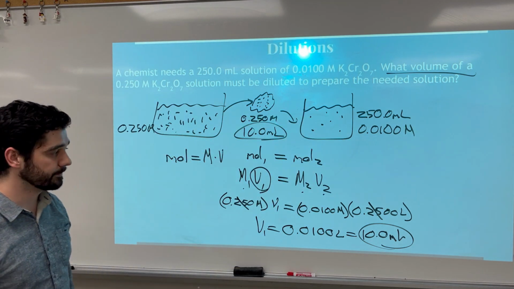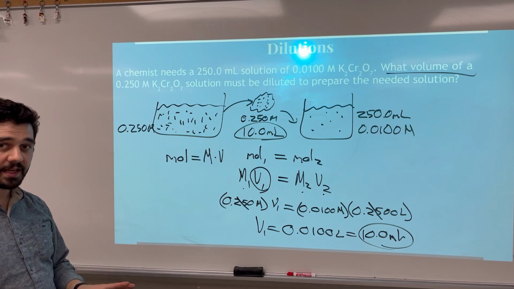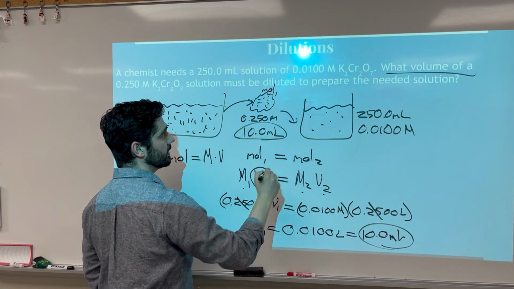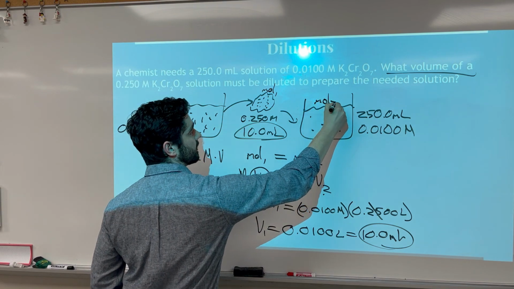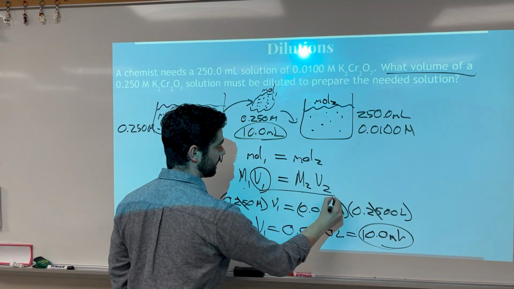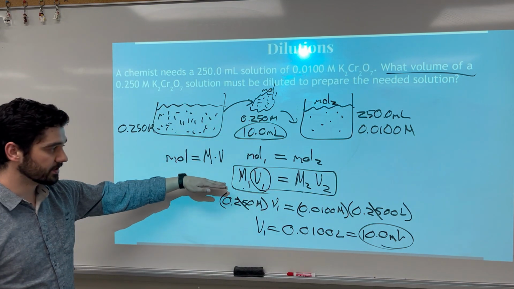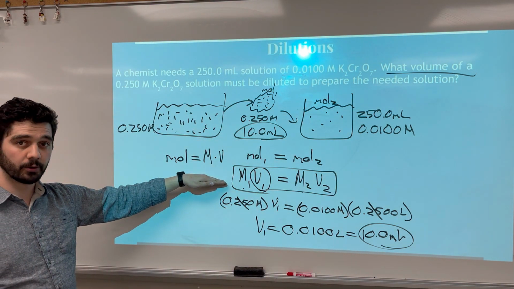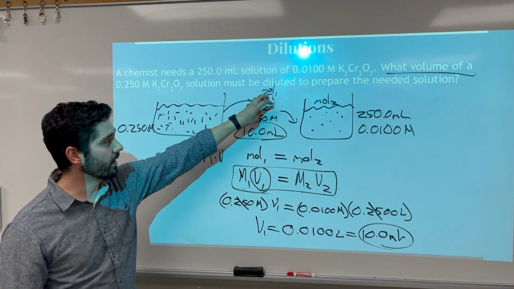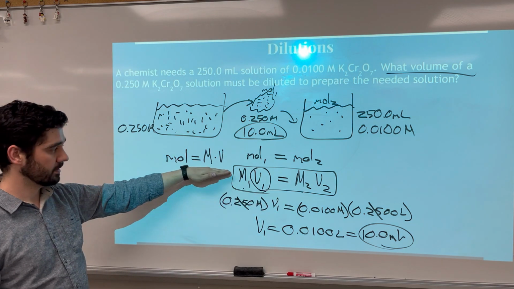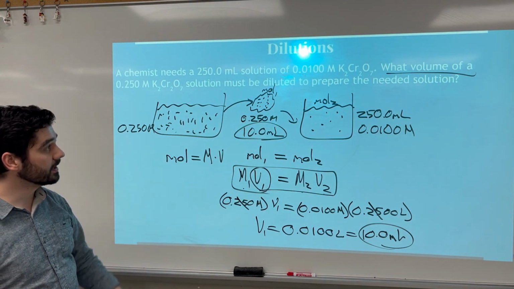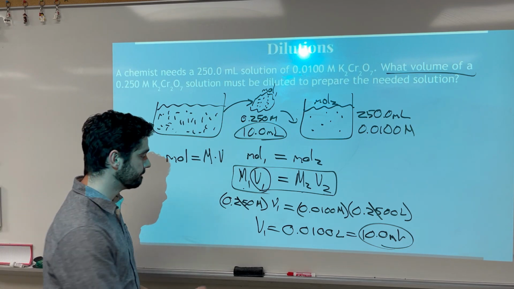Okay, so the key to this whole thing is realizing that the moles in here is the same as the moles in here. And because of that equality right there, we can set up this equation. Okay, so this is going to be our dilution equation. Anytime you have a dilution problem like this, where we're taking a sample out and diluting it, M1V1 equals M2V2. Okay, so that's going to be the key there. Okay, let's try another one.